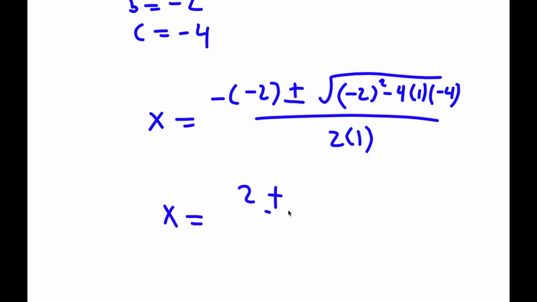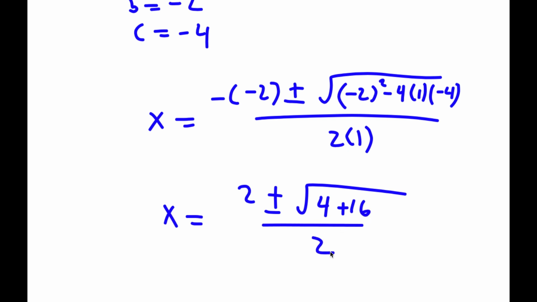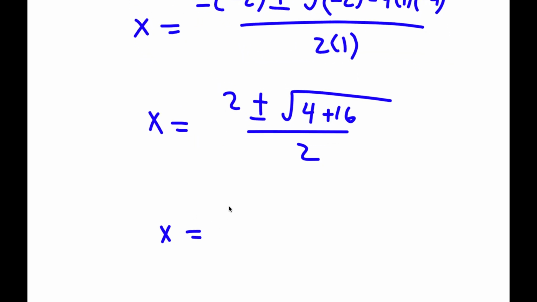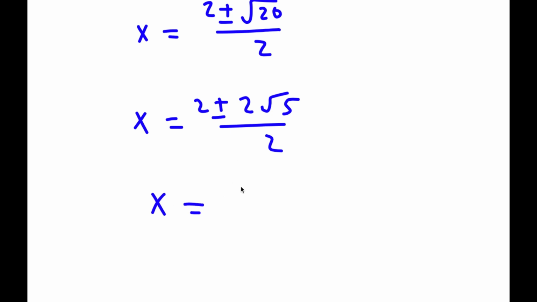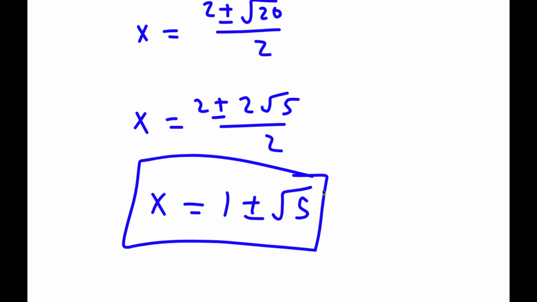So this is equal to 2 plus or minus the square root of 4 plus 16 over 2, which is equal to 2 plus or minus the square root of 20 over 2. And the square root of 20, this is the same thing as 2 root 5. So now I have x is equal to 2 plus or minus 2 root 5 over 2. Now if I divide both terms by 2, I get x equals 1 plus or minus the square root of 5. So these are my two answers.